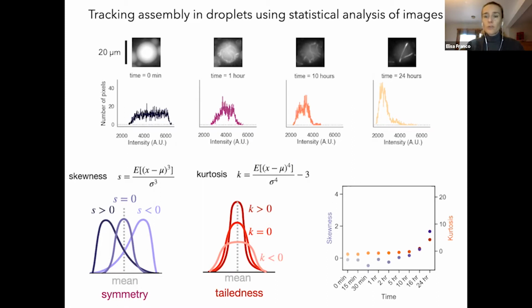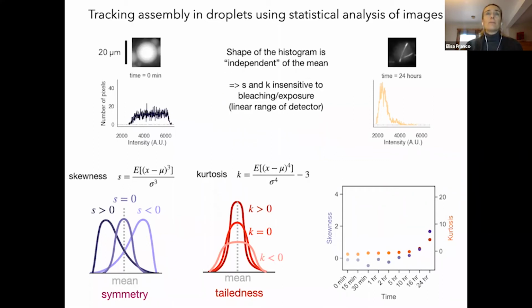And so this is what we decided to do for experiments where we have hundreds of droplets, where we want to inspect what's the level of assembly. And I should say that the shape of the histogram is sort of independent of the mean. So this method is insensitive to bleaching and exposure changes as long as you remain in the linear range of the detector. So in that sense, it's quite a robust method to qualitatively measure assembly.